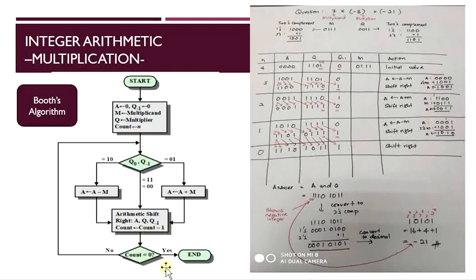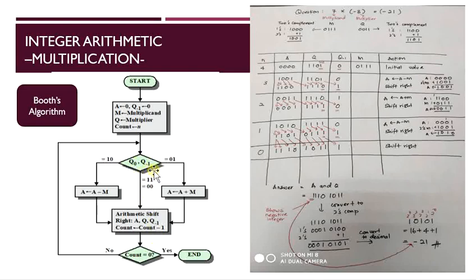Okay, so if the count is not yet 0, meaning that you need to repeat the process. You need to do the comparison for Q0 and Q minus 1. If count is 0, then you need to end the process. If Q0 and Q minus 1 is 1 and 0, then you need to do the subtraction process. So remember, for the subtraction, the subtrahend, you need to convert to the two's complement. After that you do the normal addition. After that you do the arithmetic shift right, and then count minus 1.